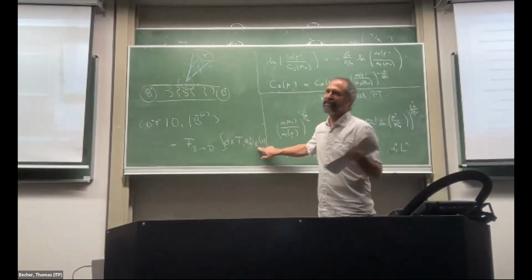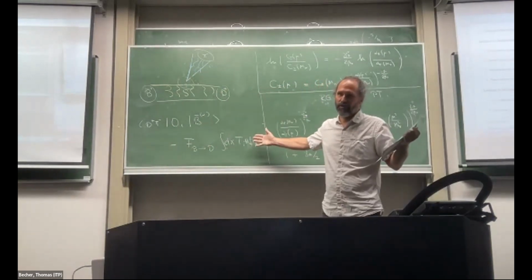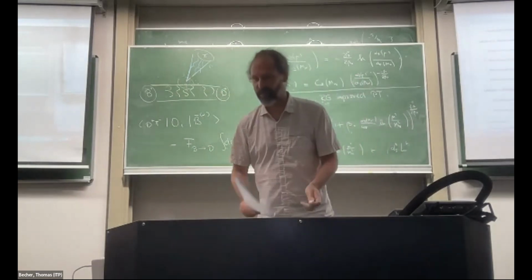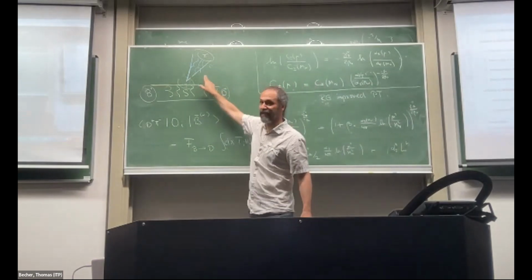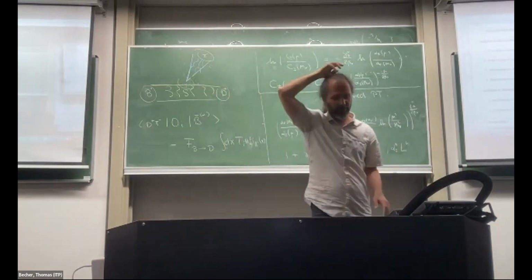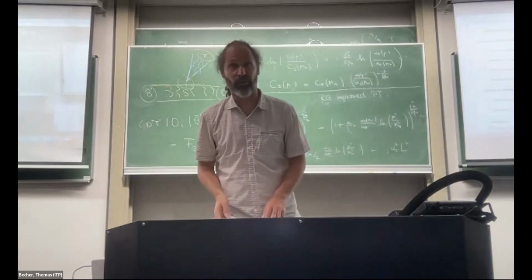a pion light cone distribution amplitude, which is similar to a PDF, but for exclusive processes. So this was one of the first applications of this soft collinear effective theory that we'll now discuss in the following.